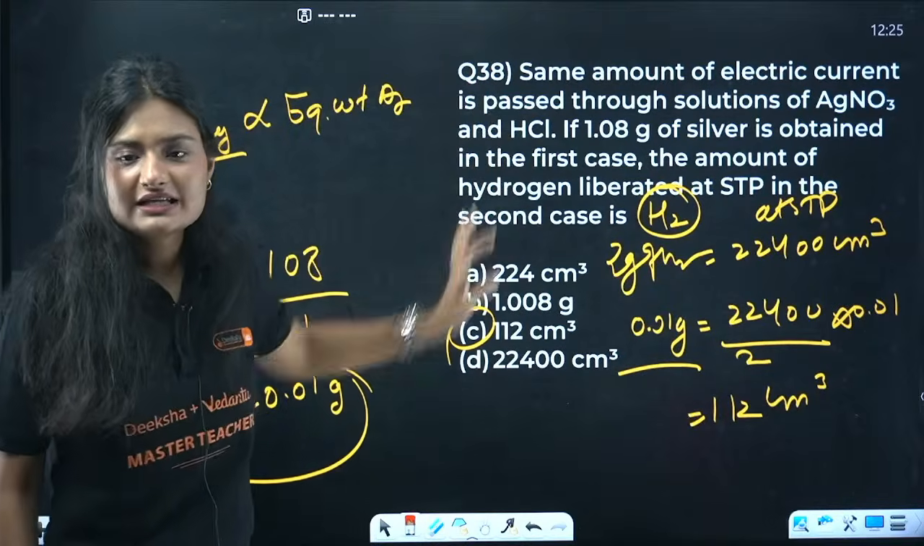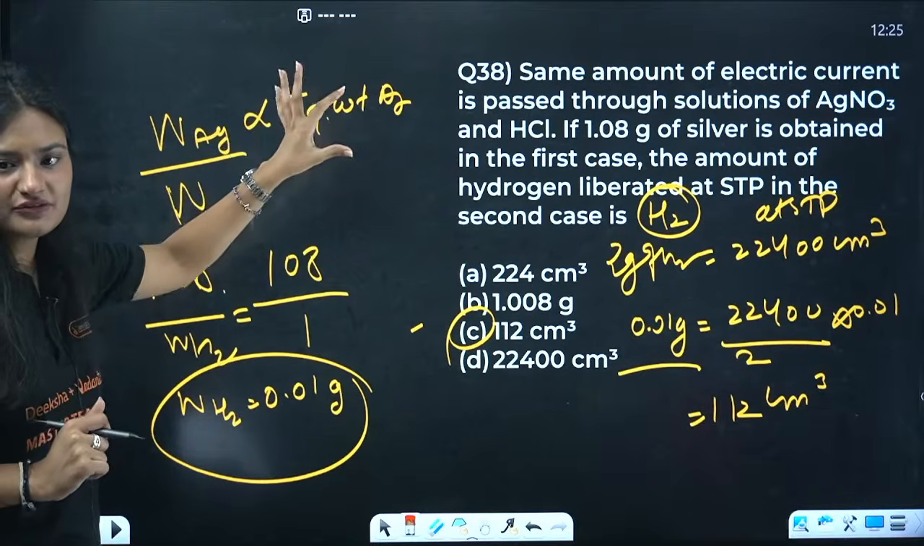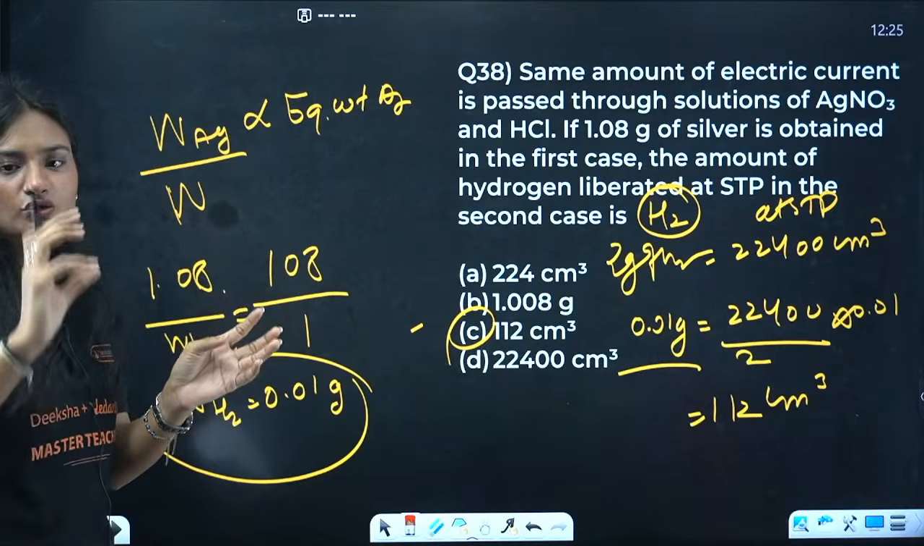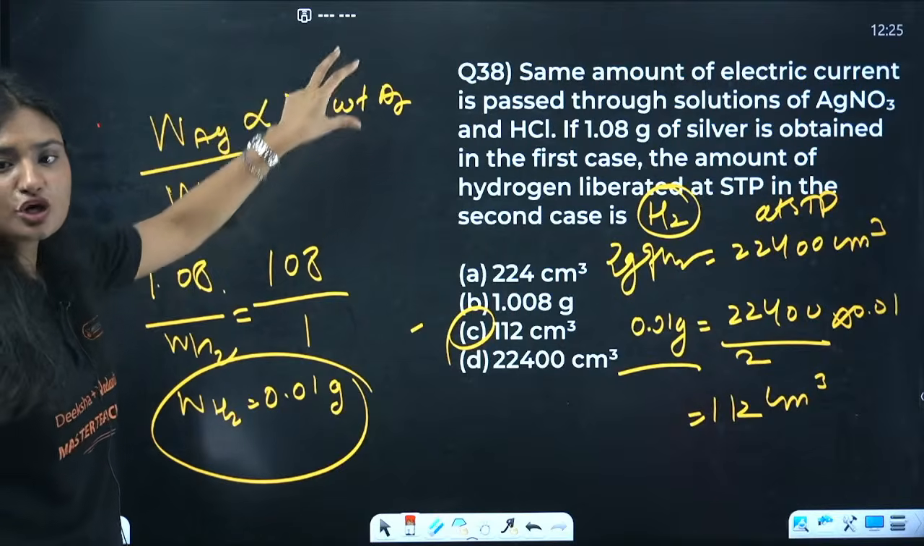So again, Faraday's second law. What is Faraday's second law? That weight deposited is directly proportional to the equivalent weight. For two components you have, right? We are talking about anode and cathode. The ratio of the weight deposited will be directly proportional to the ratio of the equivalent weight.